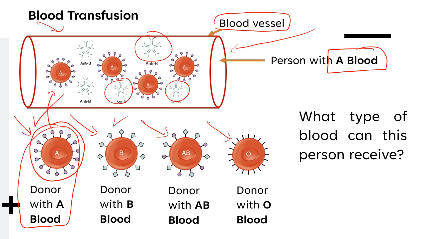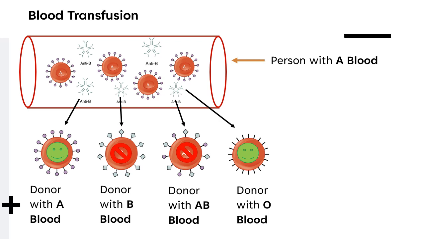I'm going to give you a moment to see if you can do the rest. In the next slide, I'm going to show you the answers. So take a minute and try to deduce if a donor with B blood can donate to this person, if a donor AB can donate, or if blood O can donate.